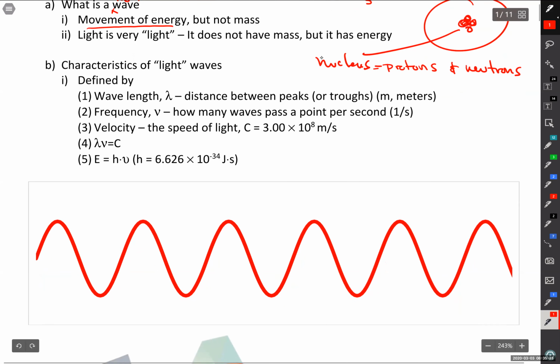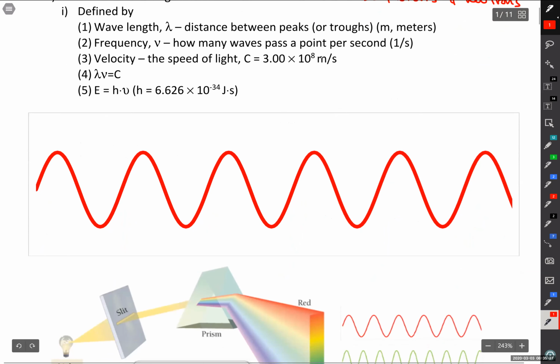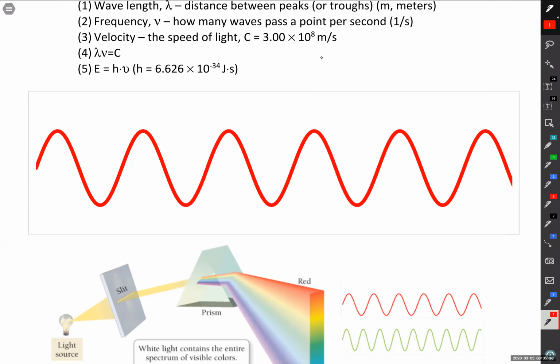Light is very light, ha ha ha, sorry. This is stupid.